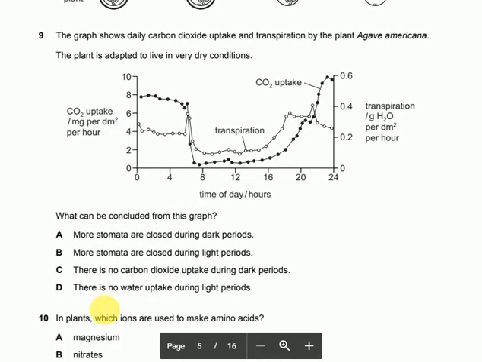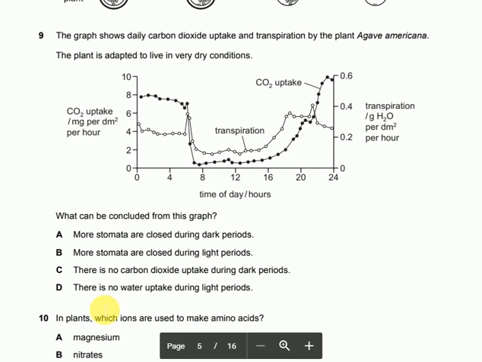Question number 9. The graph shows daily carbon dioxide uptake and transpiration by the plant Agave americana. Okay, that's a good name. I like it. It's kind of cool, I guess. Okay, the plant is adapted to live in very dry conditions. So what can be concluded from this graph?